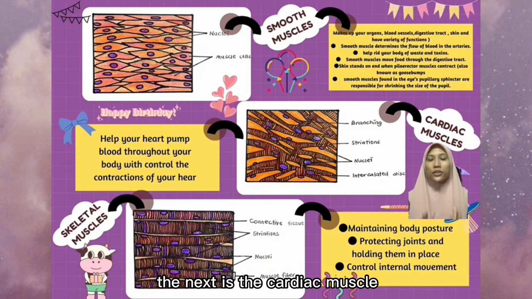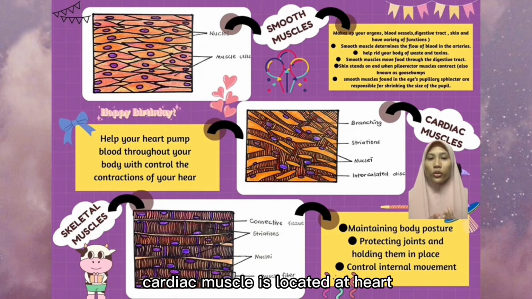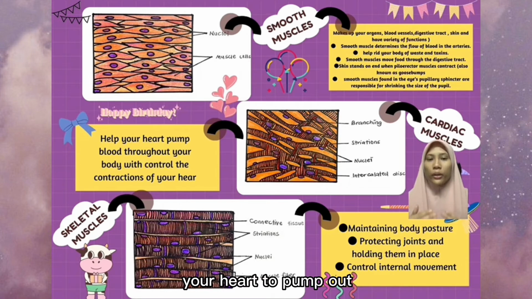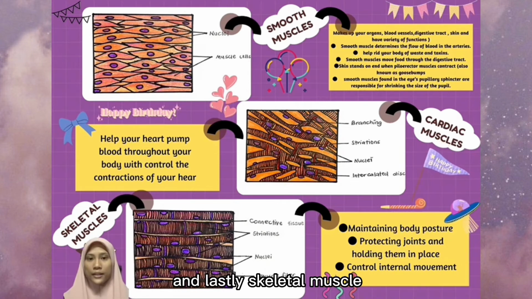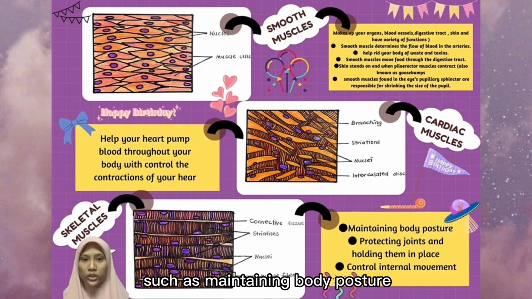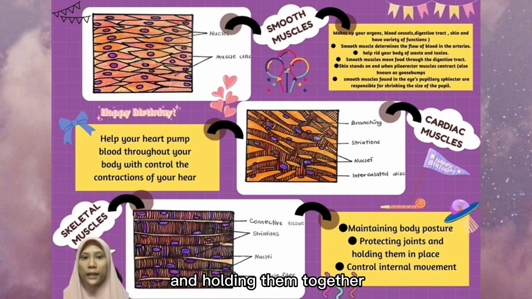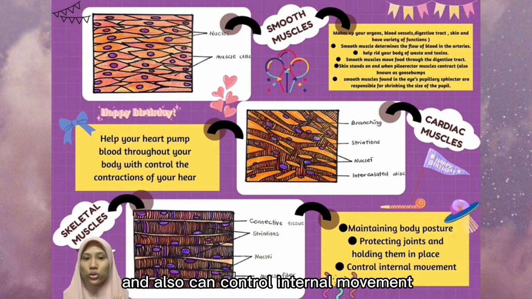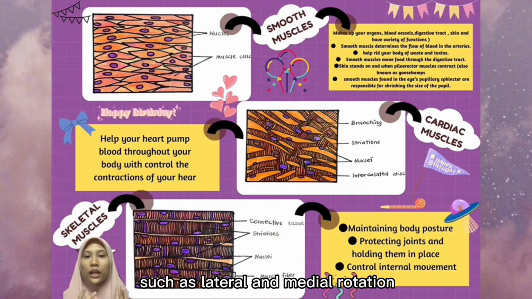So next is the cardiac muscle. Cardiac muscle is located at the heart, so it will help your heart to pump blood throughout your body. And lastly, skeletal muscle. Skeletal muscle has a variety of functions such as maintaining body posture, protecting joints and holding them together, and also can control internal movement such as lateral and medial rotation.